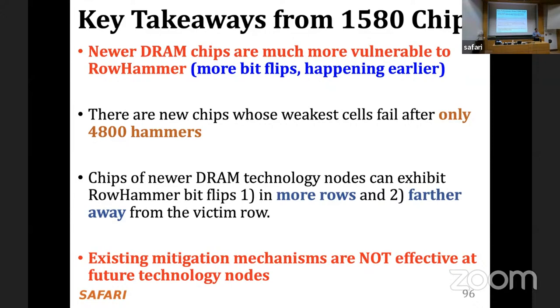Now, this doesn't sound very good clearly, right? Some attacker can much more easily induce these bit flips. This also shows that this is a technology scaling problem, because the cells are smaller and closer to each other. As a result, you're getting these bit flips much, much earlier as the technology scales, as cells become smaller and closer.